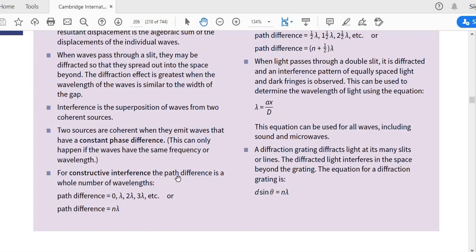For constructive interference, the path difference is a whole number of wavelengths. So 0 lambda, it can be lagging by 1 wavelength, 2 wavelengths, 3 wavelengths. Lambda we use for wavelength. Remember, in the wave equation, v equals f lambda. Lambda is the wavelength of the waves. So one wave can be lagging behind the other by 1 wavelength, 2 wavelengths, or it can be going together. If they are both going together, then one is not lagging behind the other, so the path difference is 0 lambda. Then you will have n lambda, and n is a whole number for constructive interference.